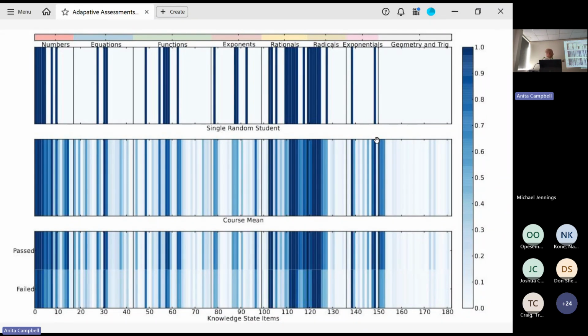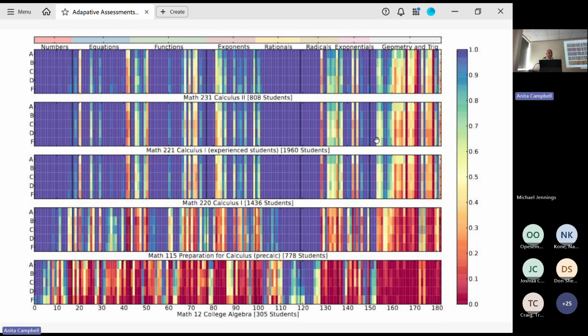And then you can even see which of the concepts have the most contrast, right? You can see some of the concepts are solid for both, so it didn't really matter. And some of them there's a much starker contrast between the two, which means that concept was particularly important for students to pass this class or not.